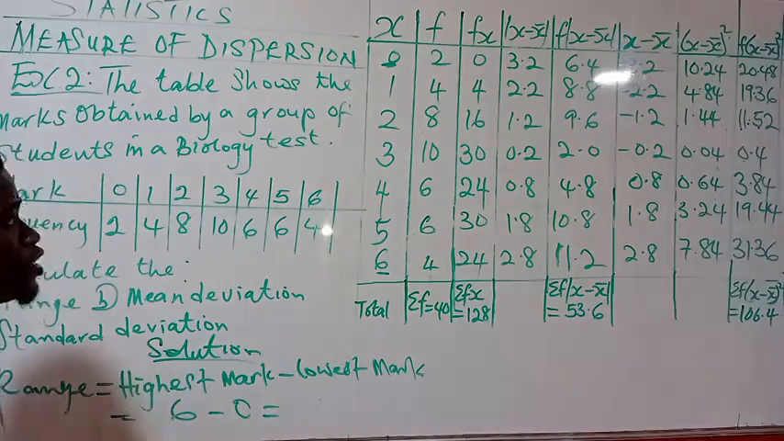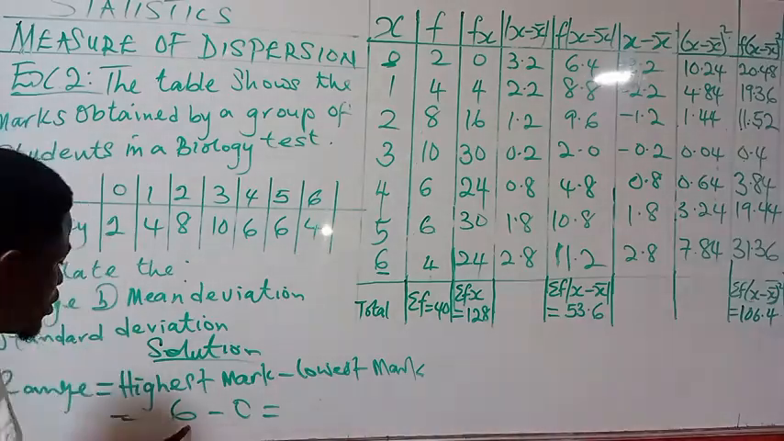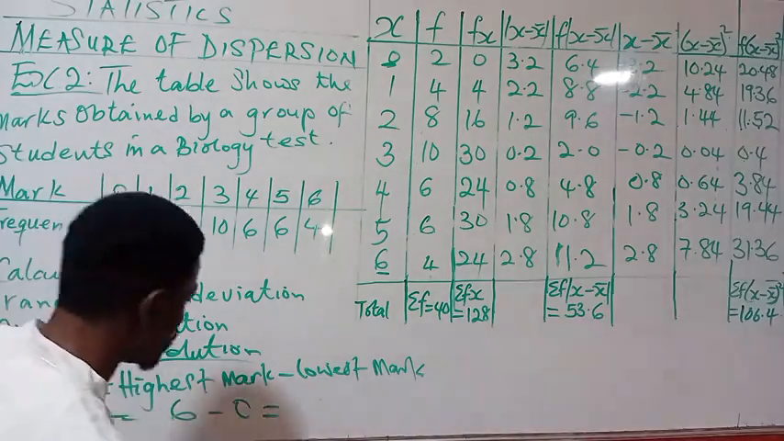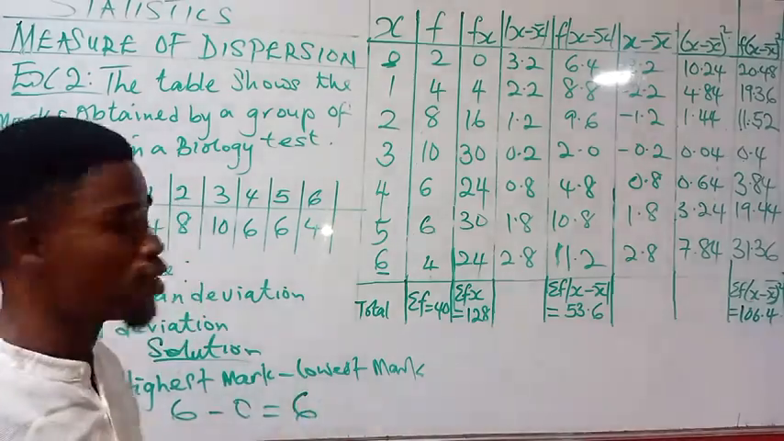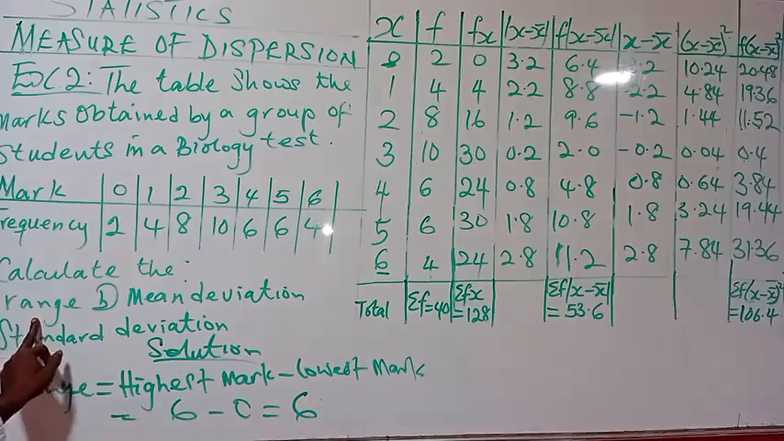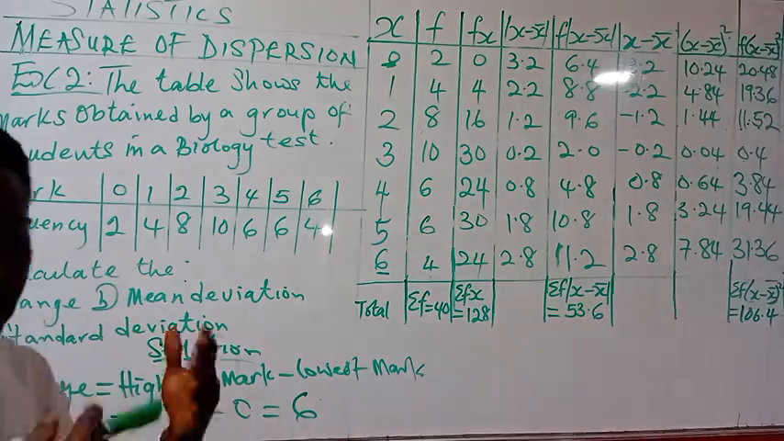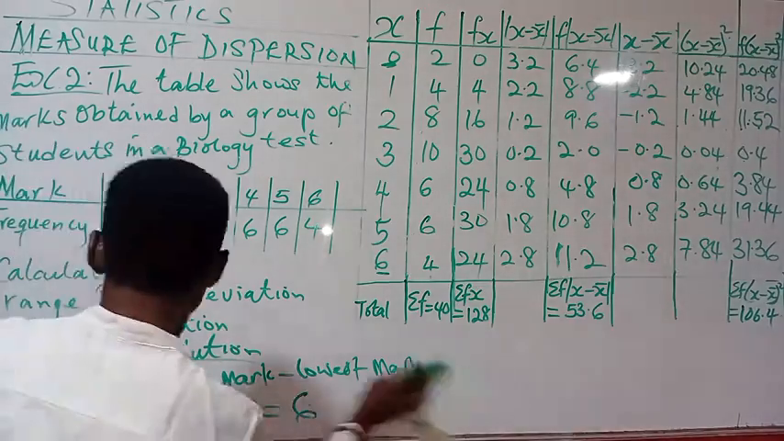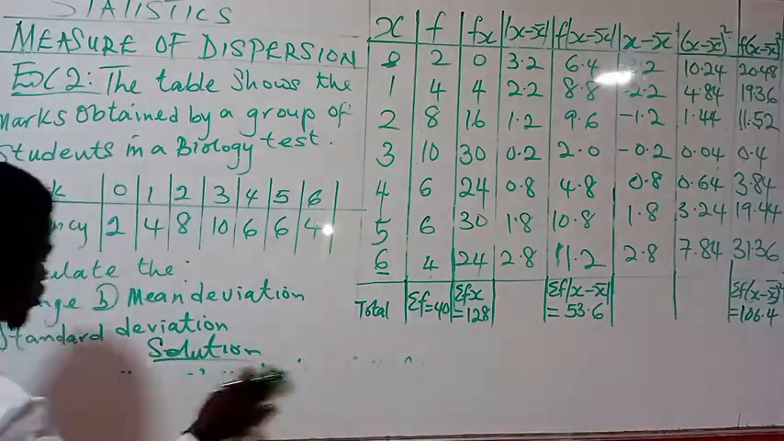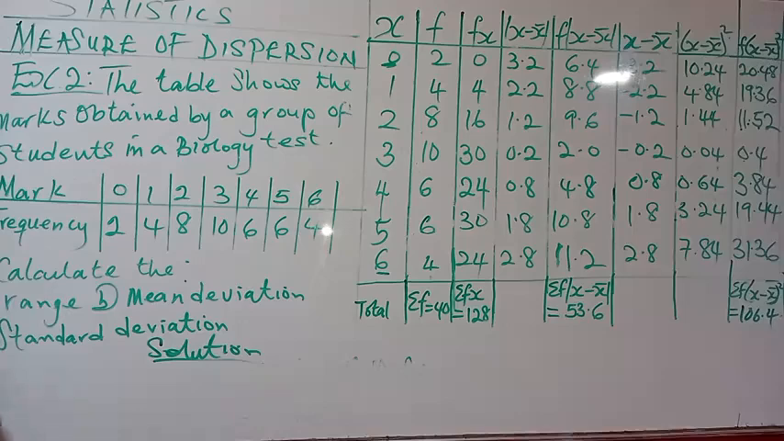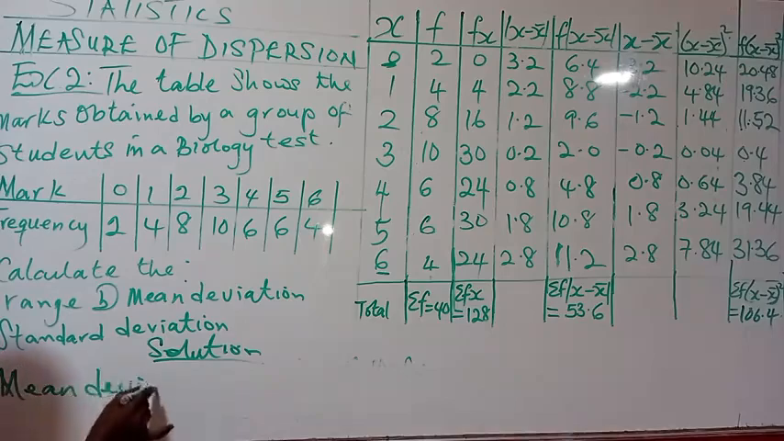Therefore, the range of these marks is 6 minus 0, which will give you 6. So that is the solution to question number 1, where we are asked to find the range. Now let's go to question number 2. We have to find the mean deviation.